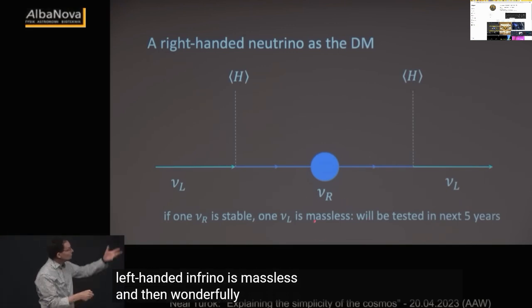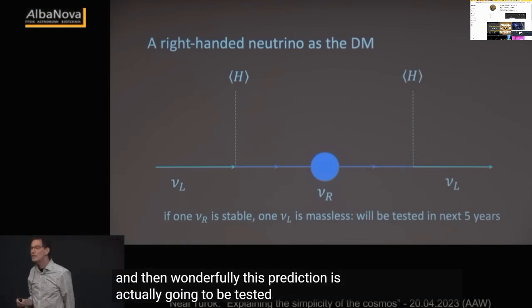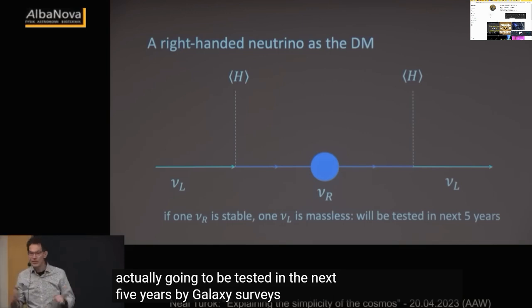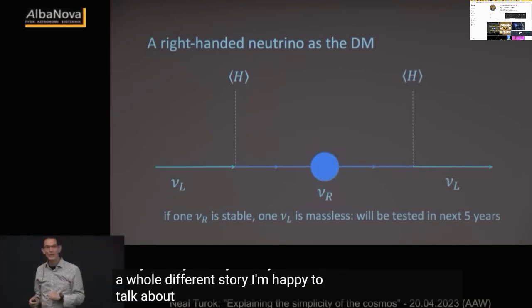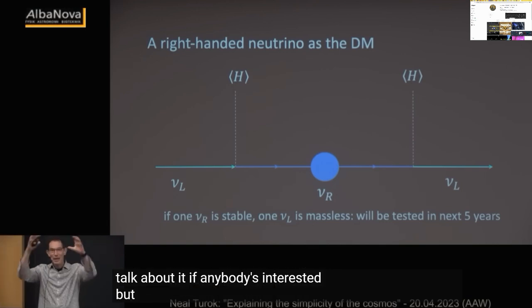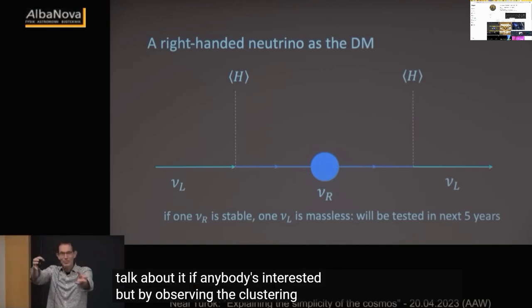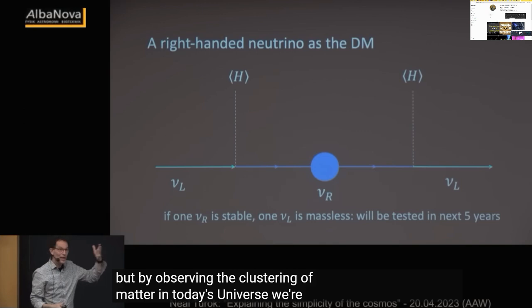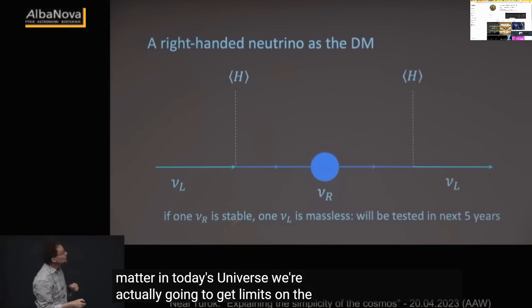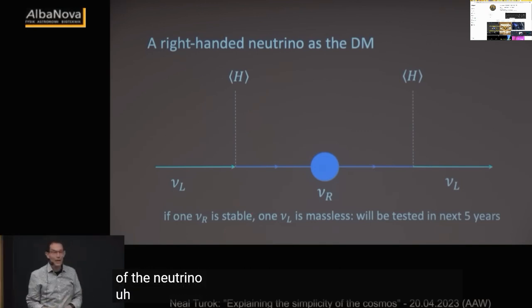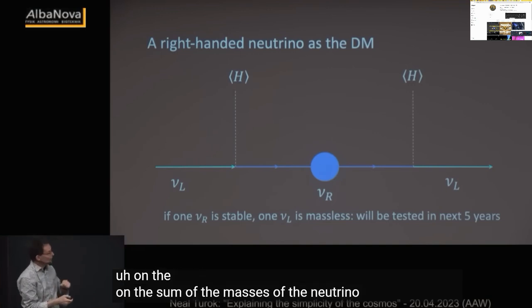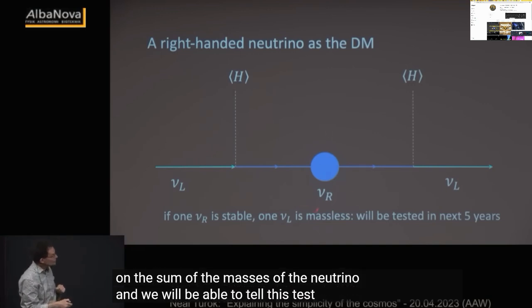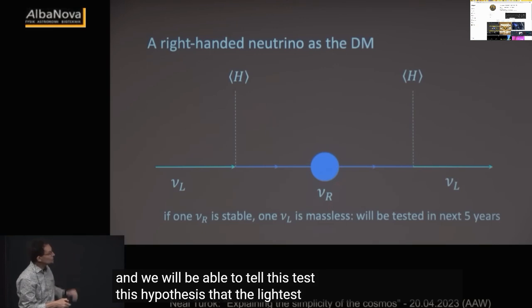And then, wonderfully, this prediction is actually going to be tested in the next 5 years by galaxy surveys. And that's a whole different story. I'm happy to talk about it if anybody's interested. But by observing the clustering of matter in today's universe, we're actually going to get limits on the mass of the neutrino, on the sum of the masses of the neutrino, and we will be able to test this hypothesis that the lightest one is massless.